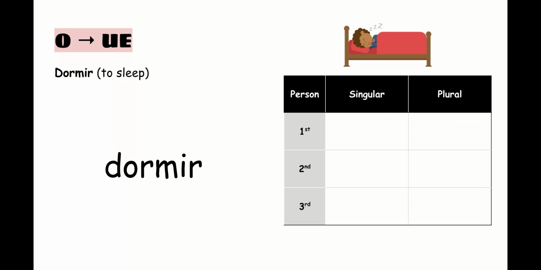So let's go through some examples. Dormir means to sleep. We're going to find the stem, which is dorm, and we're going to pick out the last vowel, the O in dormir. Then we're going to change that O to UE. So we've got duerm, right? So now we can conjugate it in our box, right? So we can have duermo. We're going to use the regular present tense endings here.